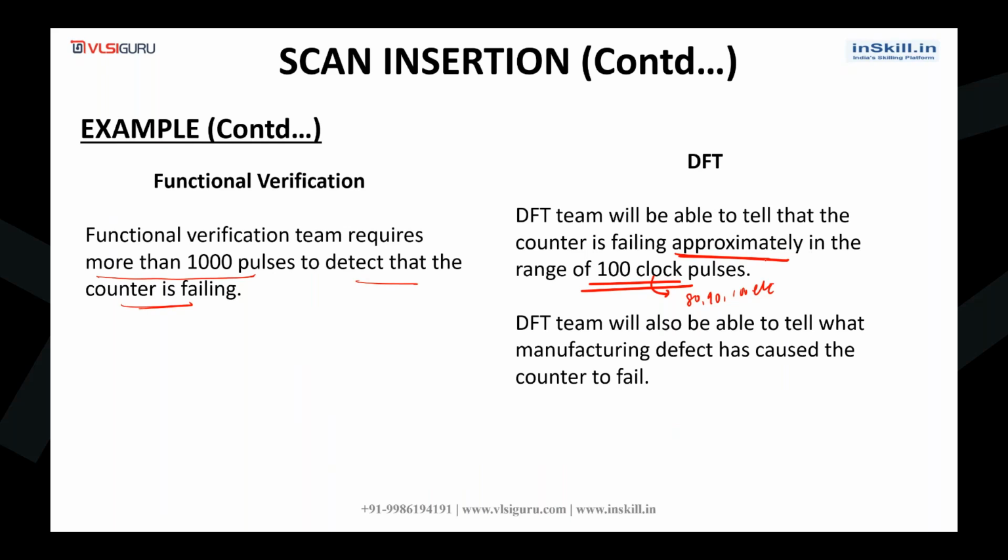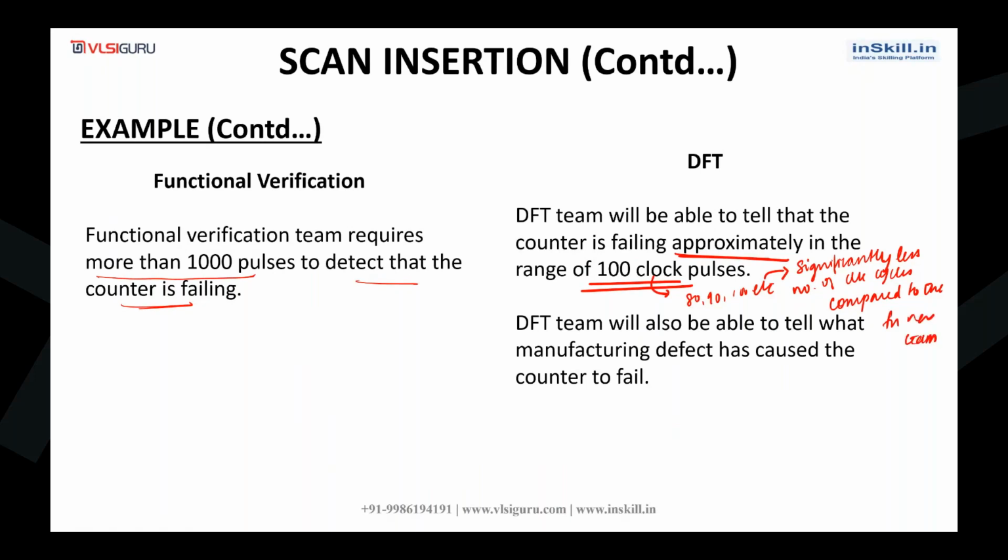So which means the DFT team is able to tell that the counter is failing in a significantly less number of clock cycles as compared to the functional verification team. Okay, so the DFT team is able to tell that the counter is failing in significantly less number of clock pulses compared to the functional verification team, as you can see here.